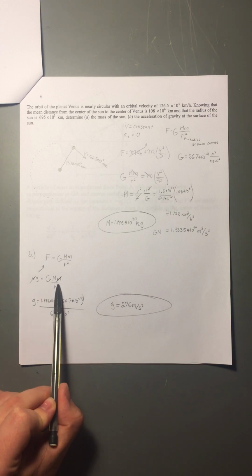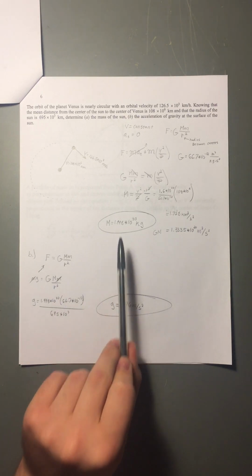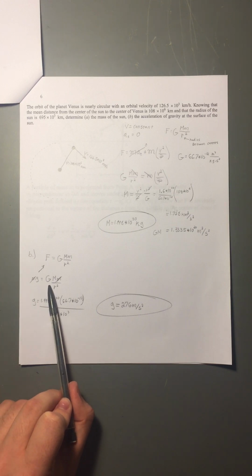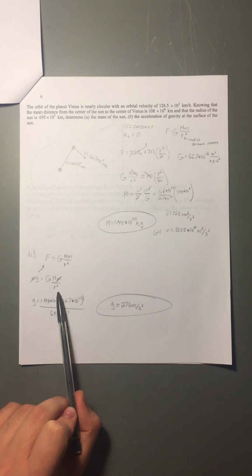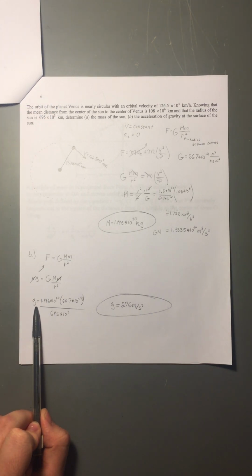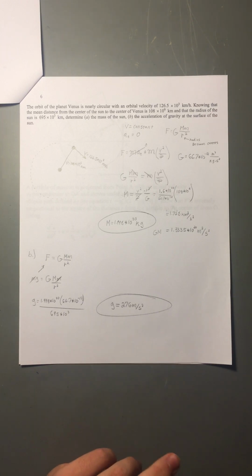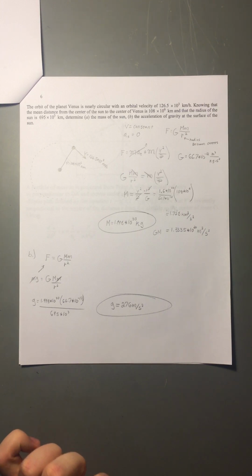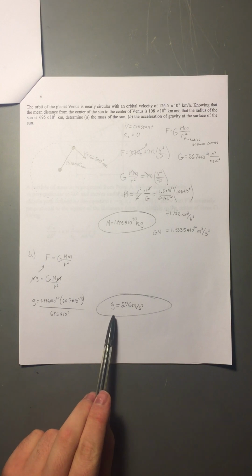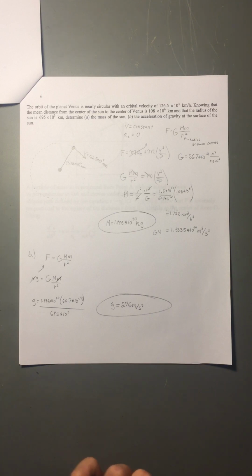And once again, the little masses will cancel. The m here is the mass of the Sun, which we found from part A. G is our constant that we can plug in, and the radius of the Sun was given to us in the problem. And so plugging all of that in, we can solve for the little g, and we get 276 meters per second squared, which is a really big number compared to the gravitational constant that we're used to using on Earth. But that makes sense because the Sun is so much larger and has so much more mass than the Earth. So that's all for problem 6.